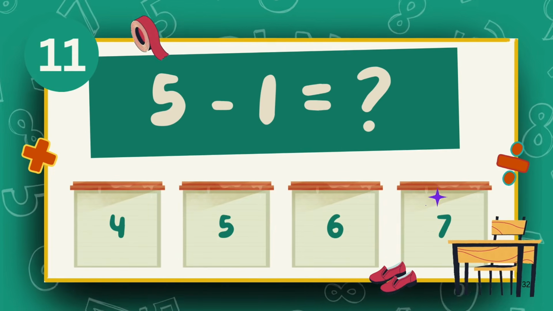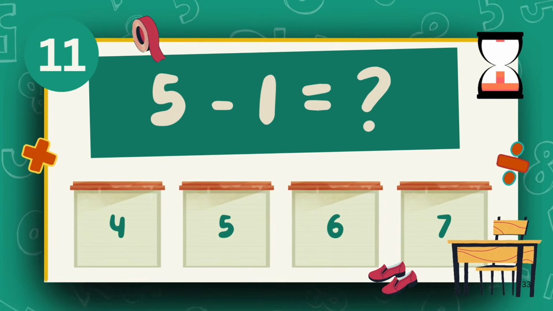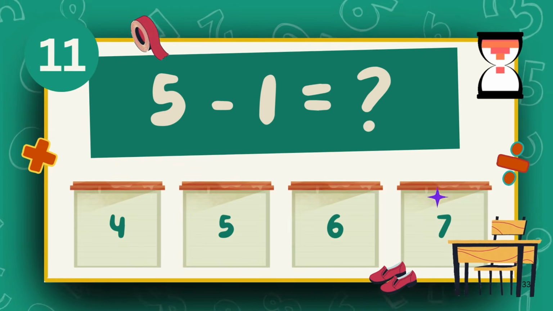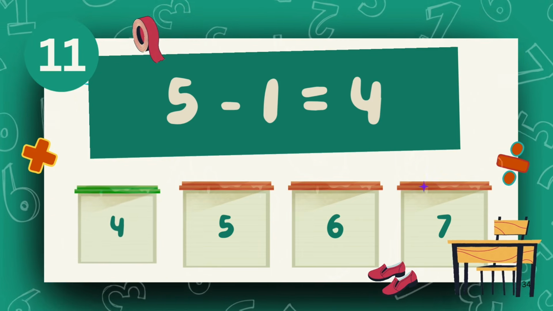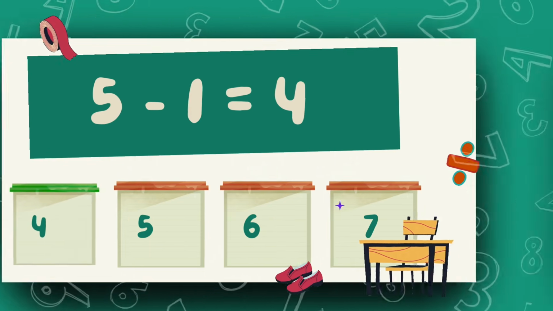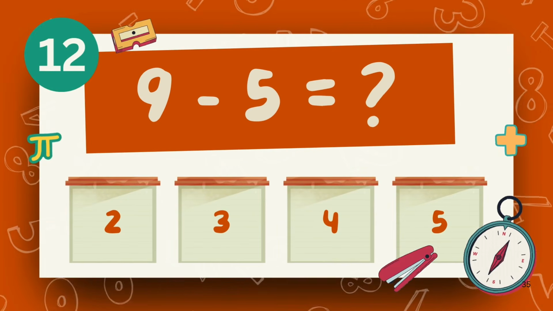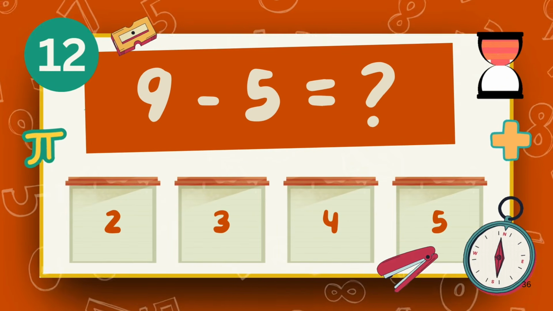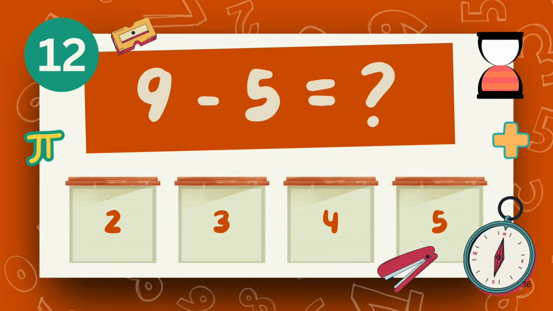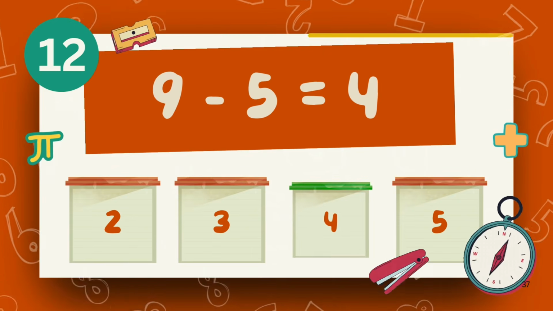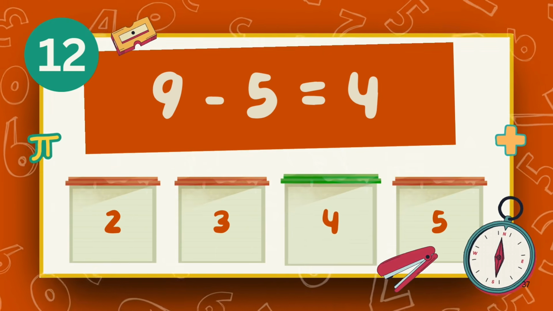What is 5 minus 1? The answer is 4. What is 9 minus 5? The answer is 4.